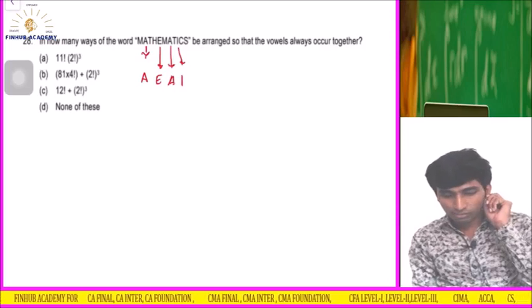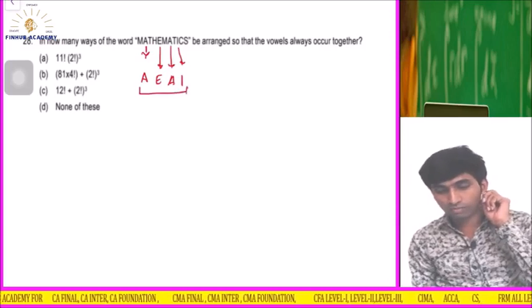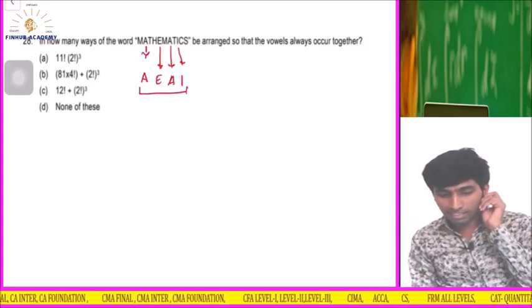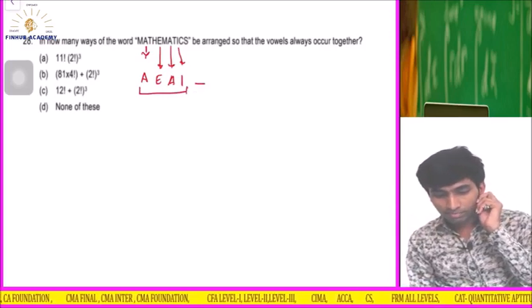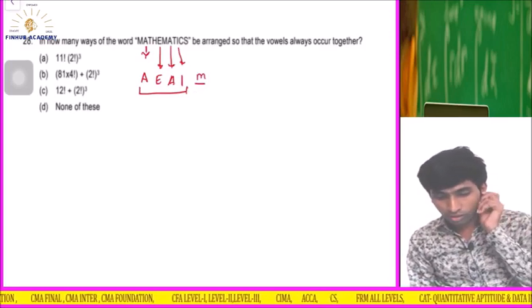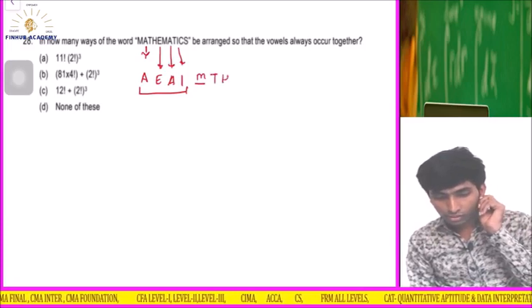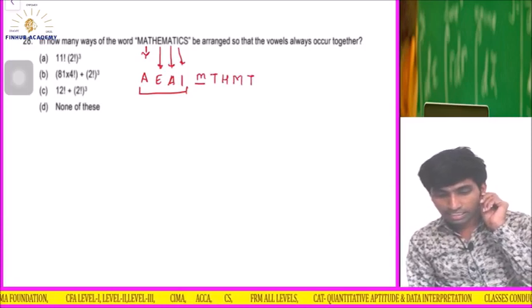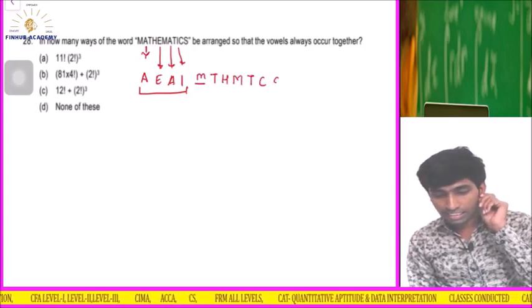In this case, what will happen? I will make one slot of this. You remember, restricted we used to place first. Then remaining things. Remaining is what? M. Let me write. A is already gone. T, H, M, A is already gone, T, I is already gone, C, S.